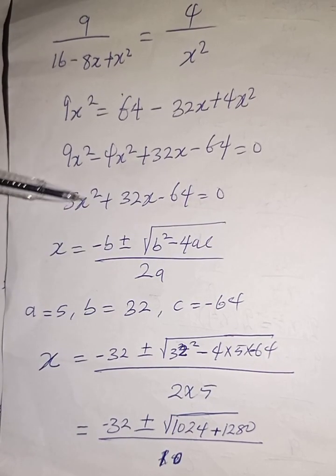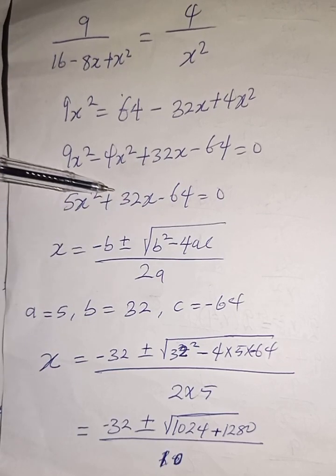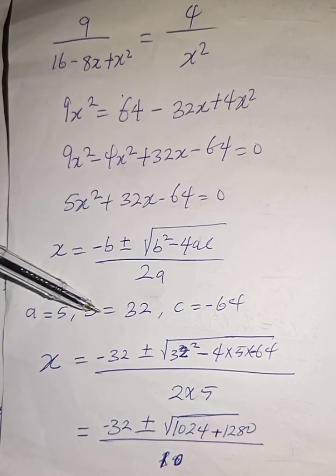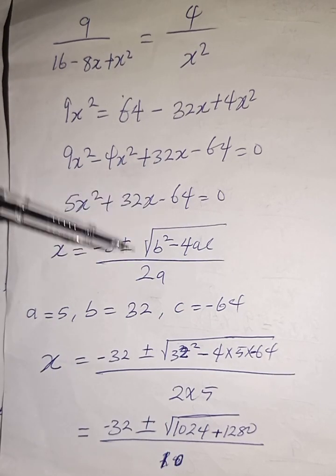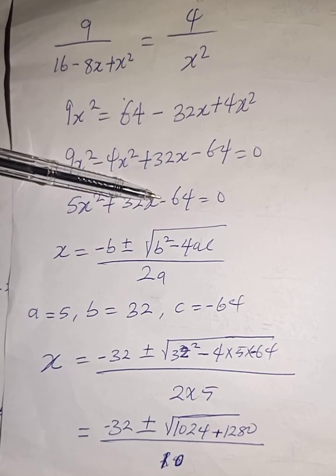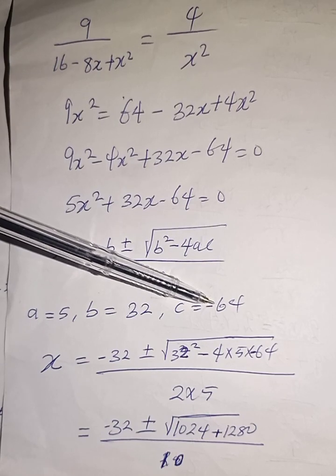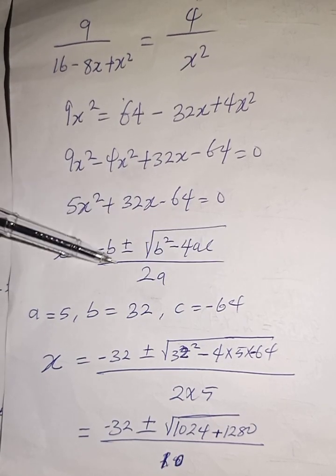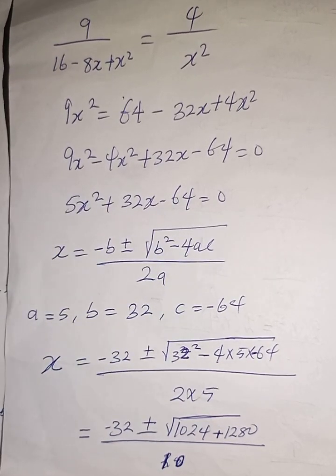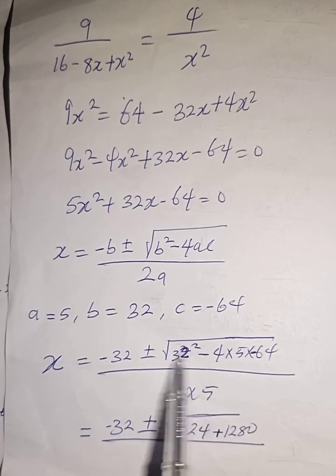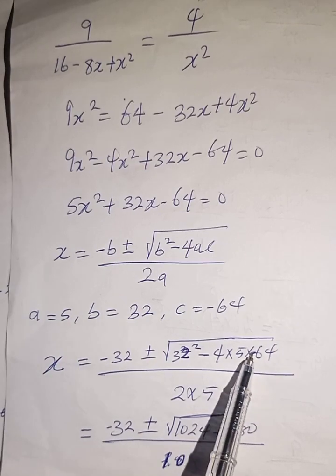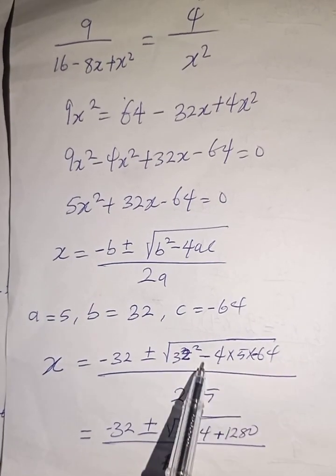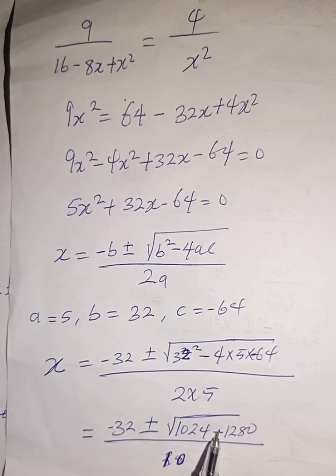Now what is a? A is the coefficient of s squared, which is 5. What about b? The coefficient of x, which is 32. Then c is the constant number that doesn't have x, which is minus 64. So substituting everything into this formula, we are going to have this. Then if you simplify this bracket, that is this square root, you are going to have this. Then minus times minus will give us plus.